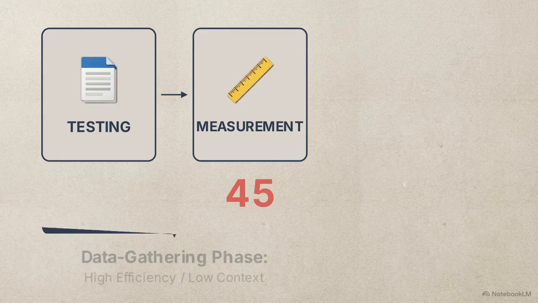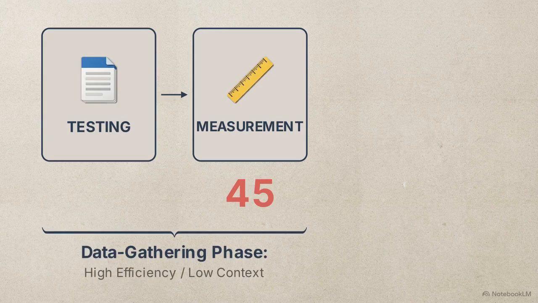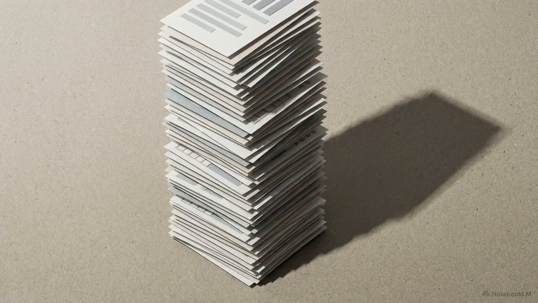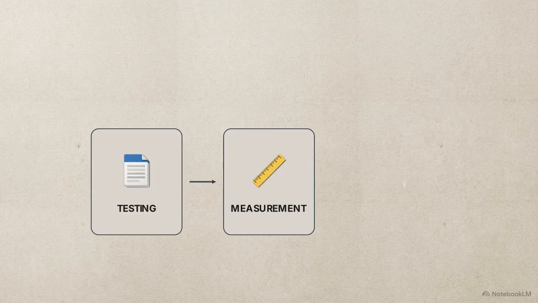Together, these steps are your data gathering phase. You administer an objective group test and generate quantitative raw data. It is a highly efficient operation. But this efficiency comes with a trade-off. Raw measurement tells you exactly what happened, but is completely blind to why. Testing and measurement give you speed and scale, but on their own, they offer the lowest holistic accuracy in the entire educational process.